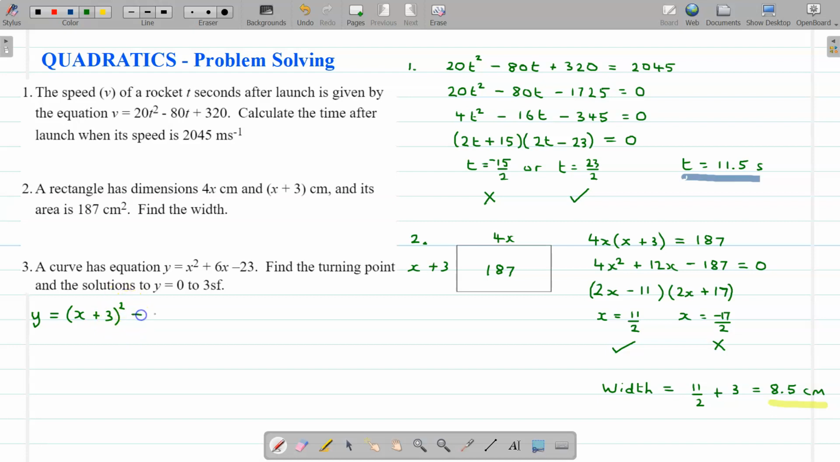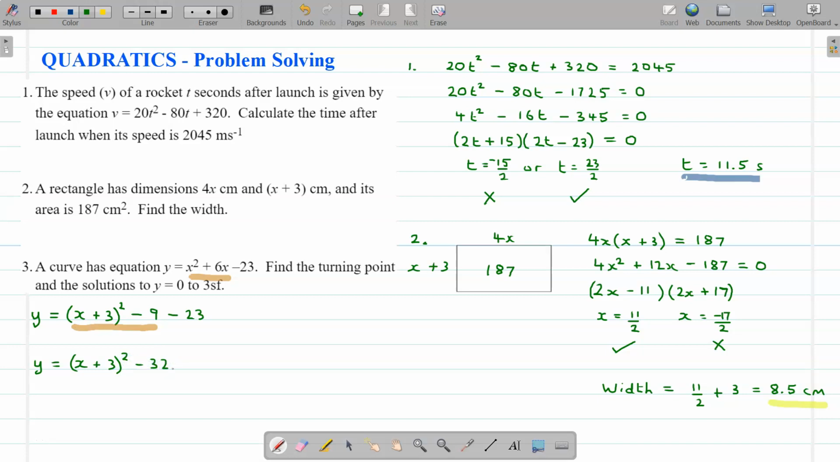So we need to take away the 9, and so that bit there that I've just done is the same. So this piece here, from here to here, is exactly the same as this bit up as far as that, but I've also got to take away the 23 as well. So I can now say that y equals x plus 3 all squared minus 32.